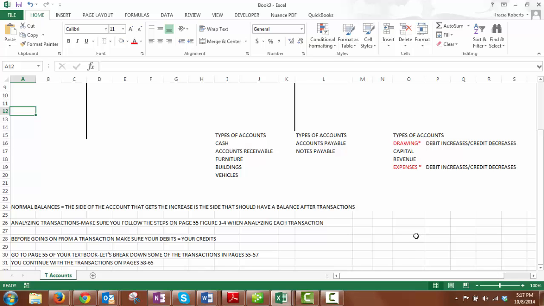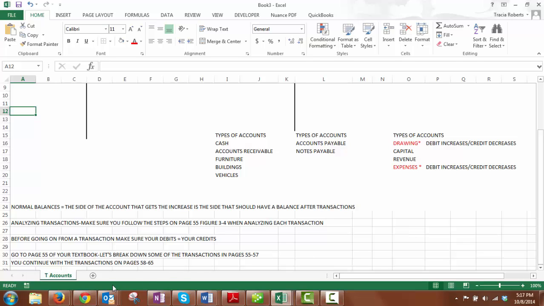Also, before you move on from one transaction, make sure that your debits equal your credits for the transaction you just finished. So if you have a transaction for $500, you should have a debit for $500 on one of the accounts, and then you should have a credit for $500 on another account.